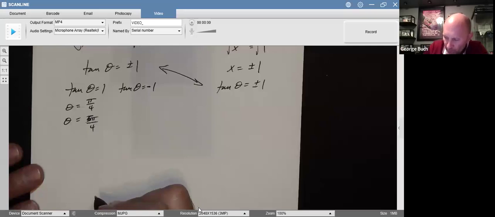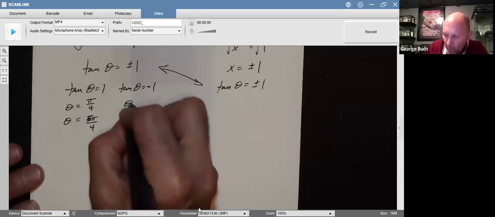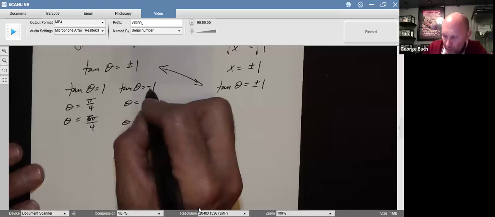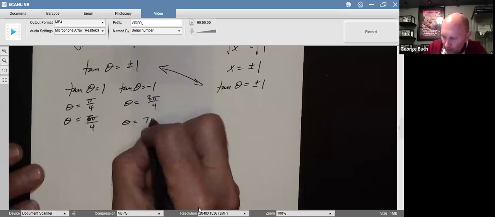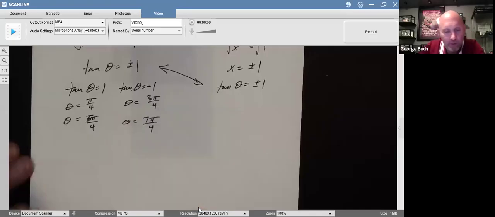And then this one, where's tangent equal to negative 1? Well, that's 3 pi over 4 and 7 pi over 4. So that would be my answer for that equation.